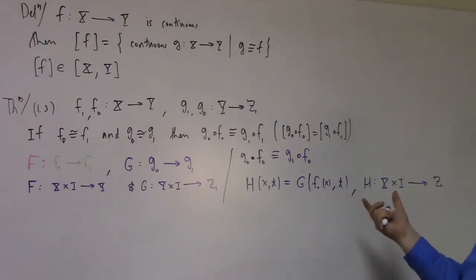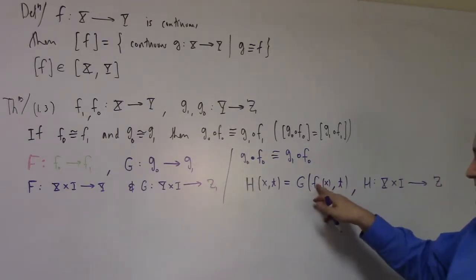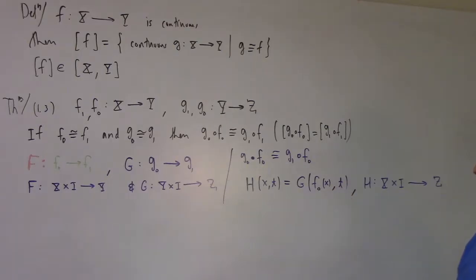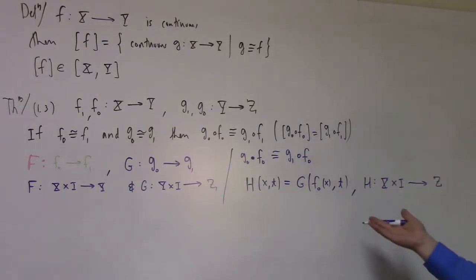I mean, G has output in Z, right? F naught of x is in Y, and then that's what G takes. That's right for that. It's continuous because it's the composite of continuous things. And what else do we need?